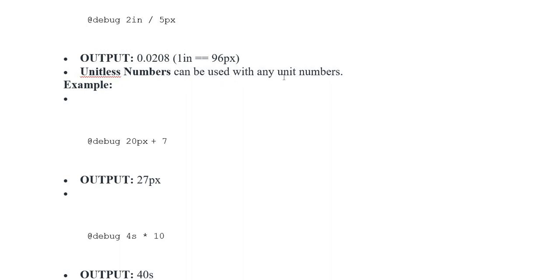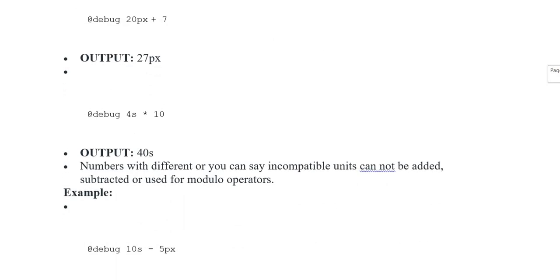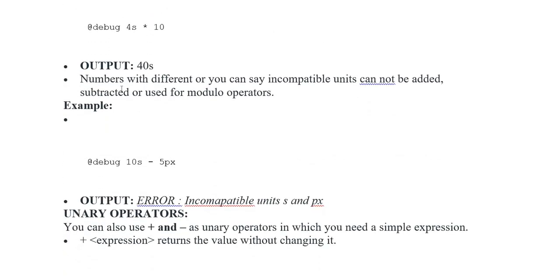Unitless numbers can be used with any unit numbers. Example, debug 20 pixel plus 7, 27 pixel. Debug 4 second multiply by 10, 40. Numbers with different, or you can say incompatible, units cannot be added, subtracted or used for modulo operators. Example, debug 10 second minus 5 pixel, output error, incompatible units S and pixel.